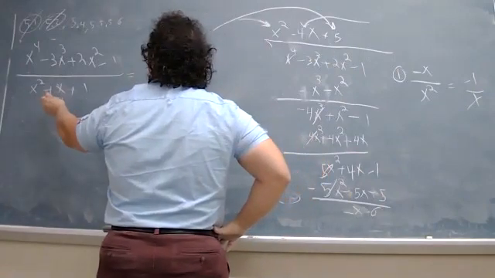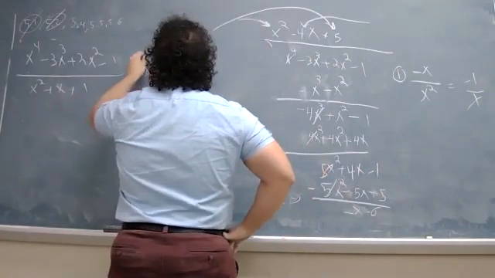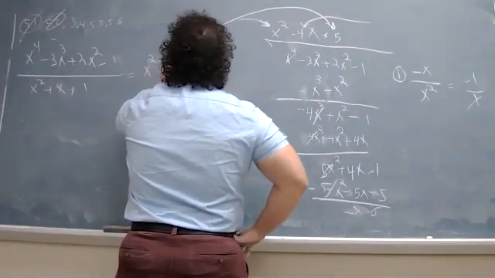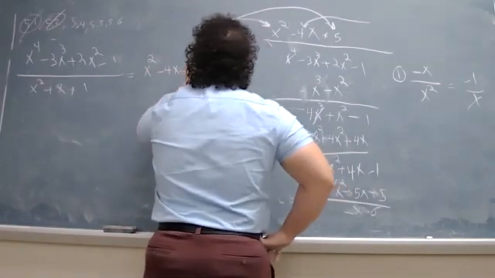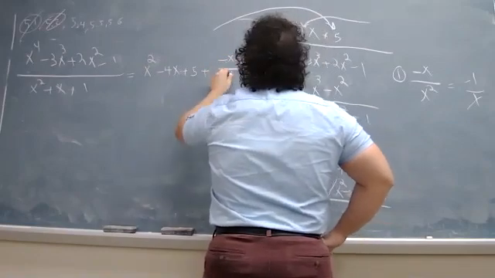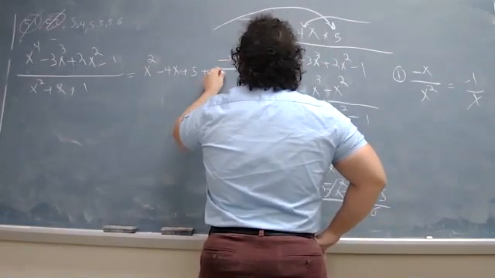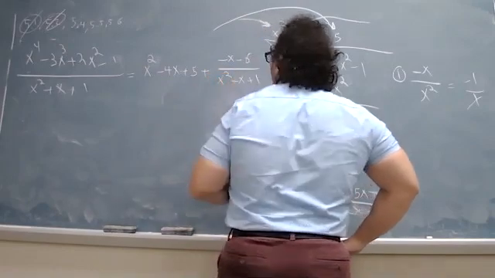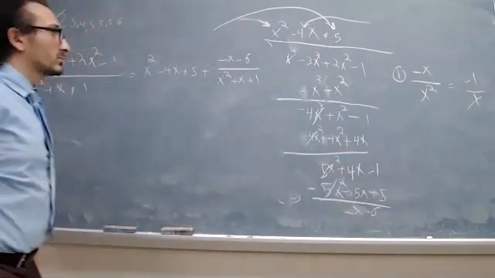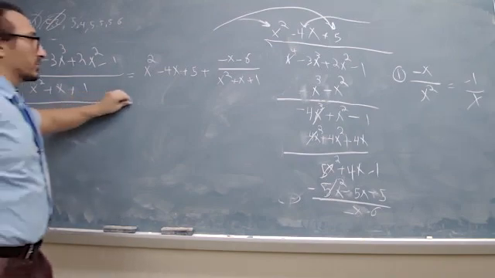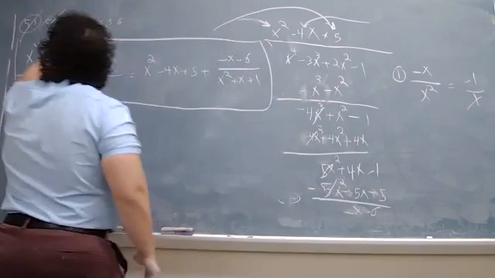The division of a 4th degree with a 2nd degree gives me a 2nd degree polynomial: x squared minus 4x plus 5, plus negative x minus 6 divided by x squared plus x plus 1. So that is the result of the polynomial long division in this case as well.